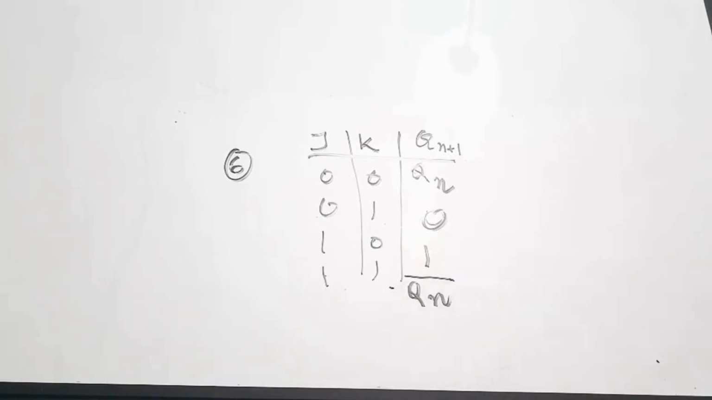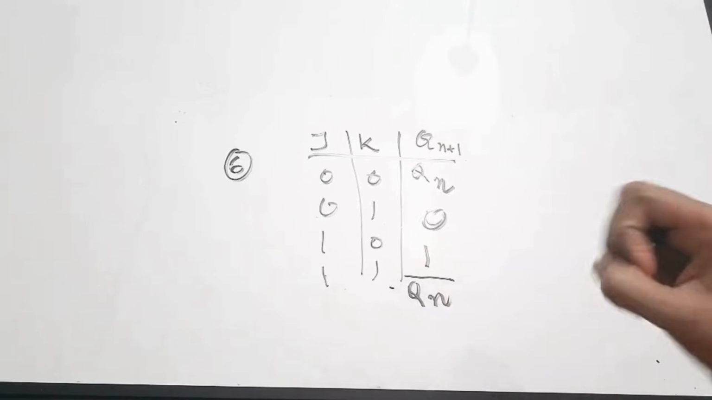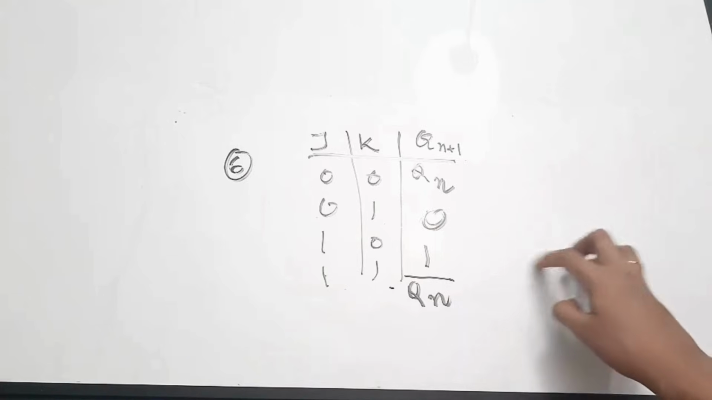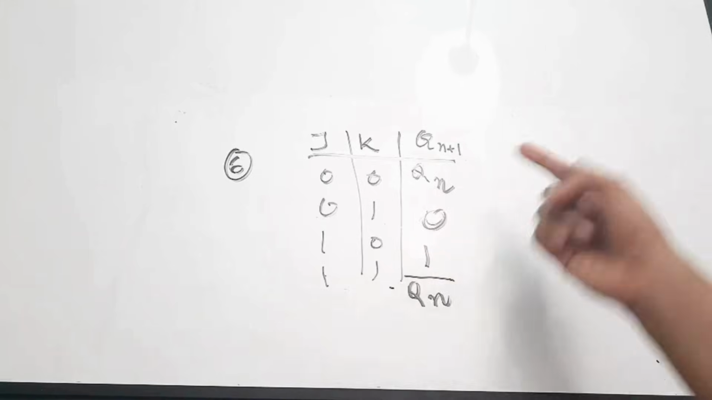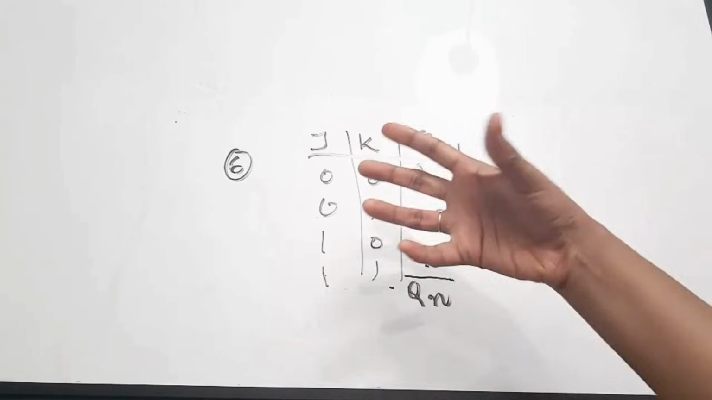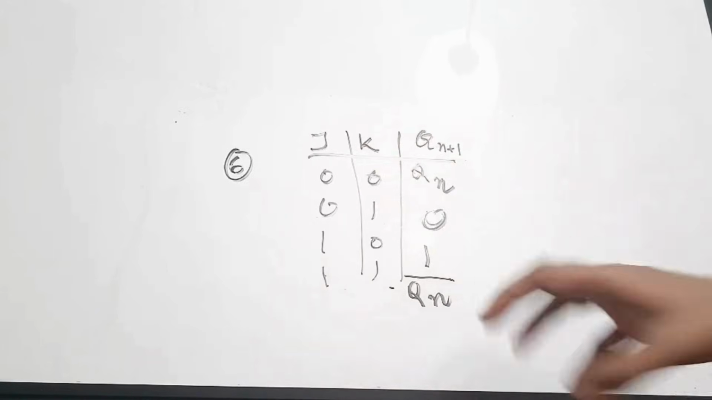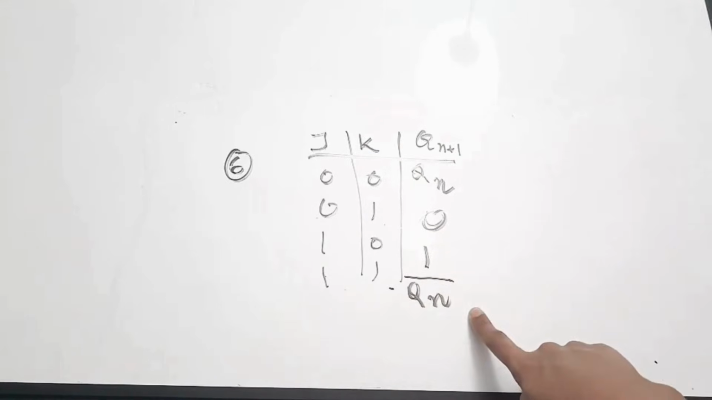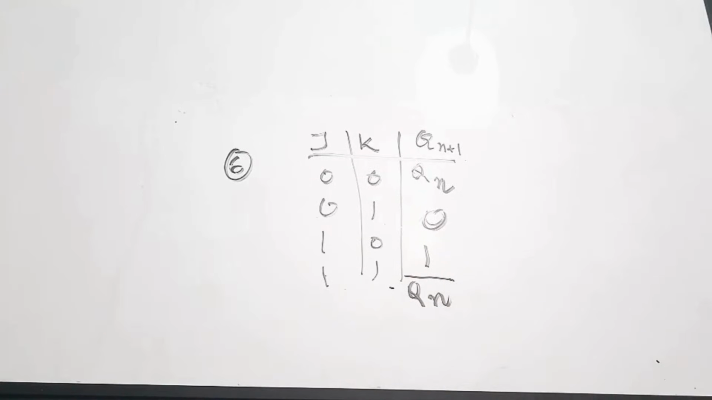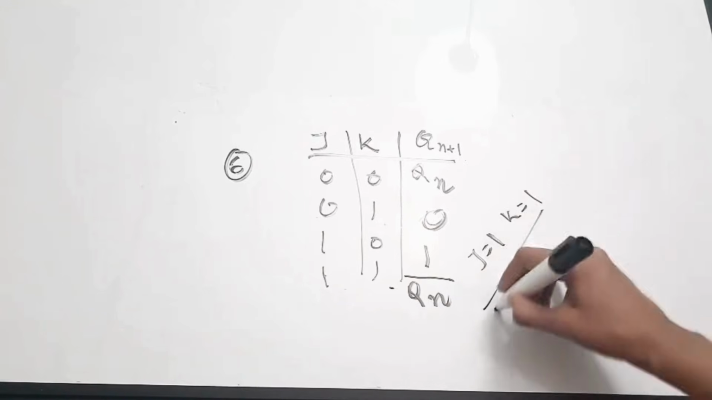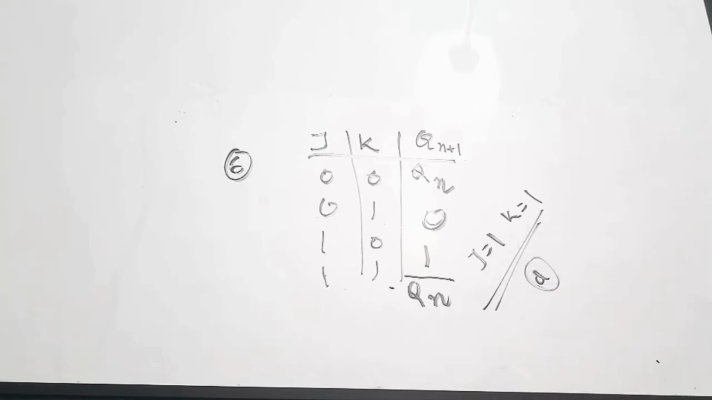Now, we all know that the JK flip-flop is actually designed to overcome one of the problems or demerits of SR, which was, for the case of the SR flip-flop, the 1 1 state was not defined. But in the case of JK, we have overcome that problem by making this a toggled state. So in order to get a toggled condition of JK, we have to make J equal to 1, K equal to 1. Correct answer is option D.